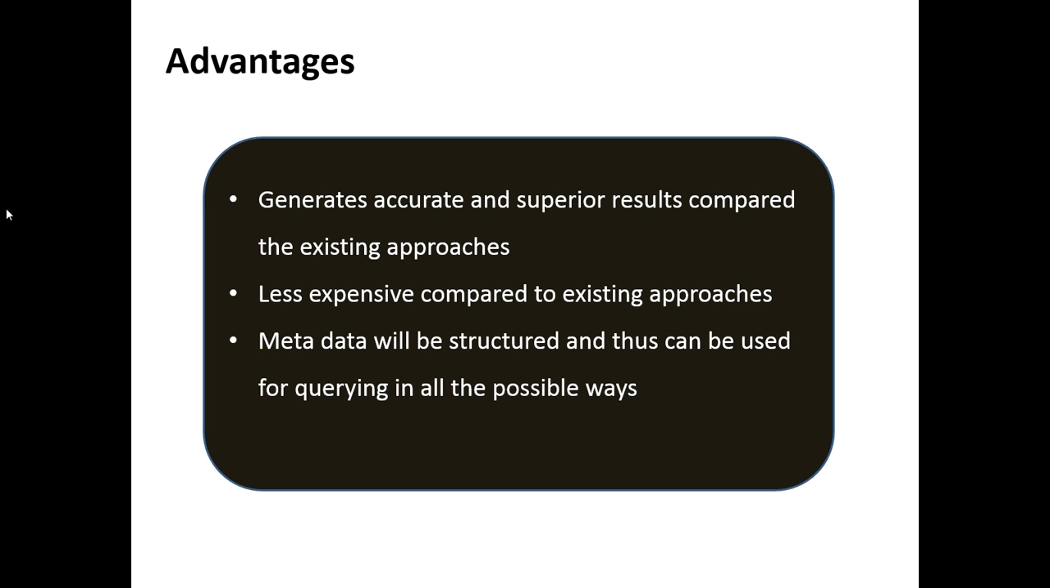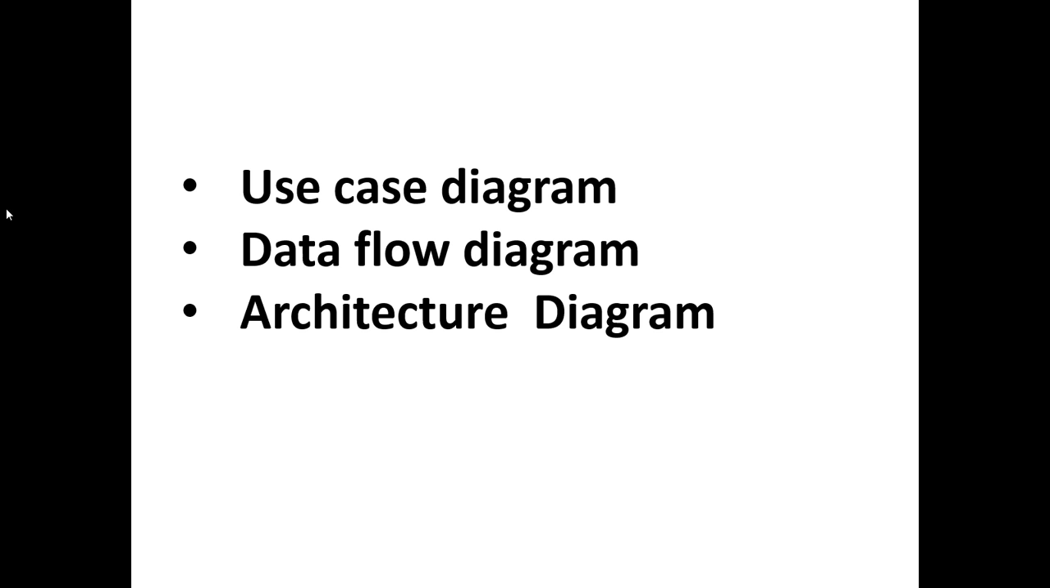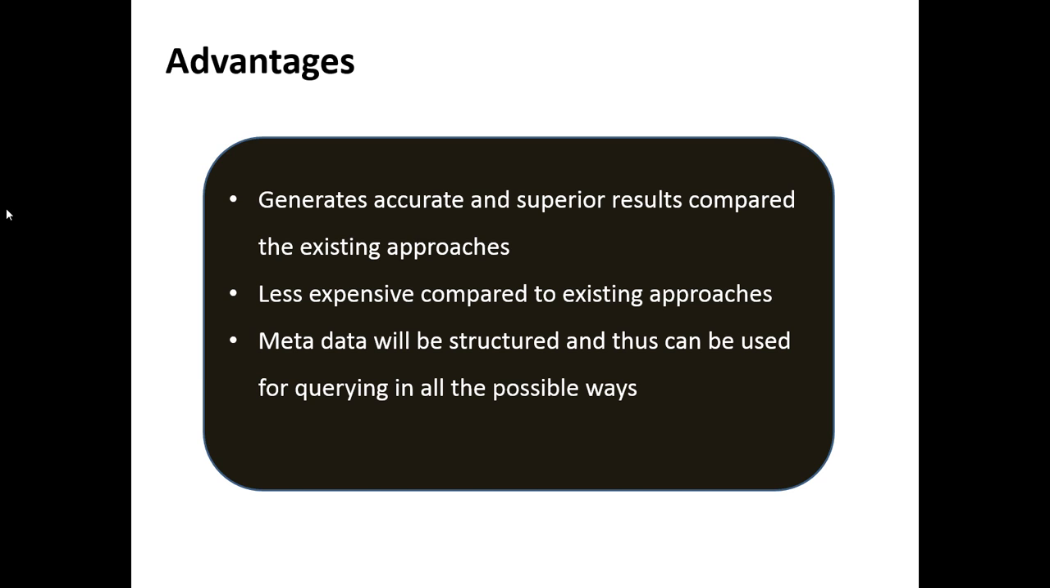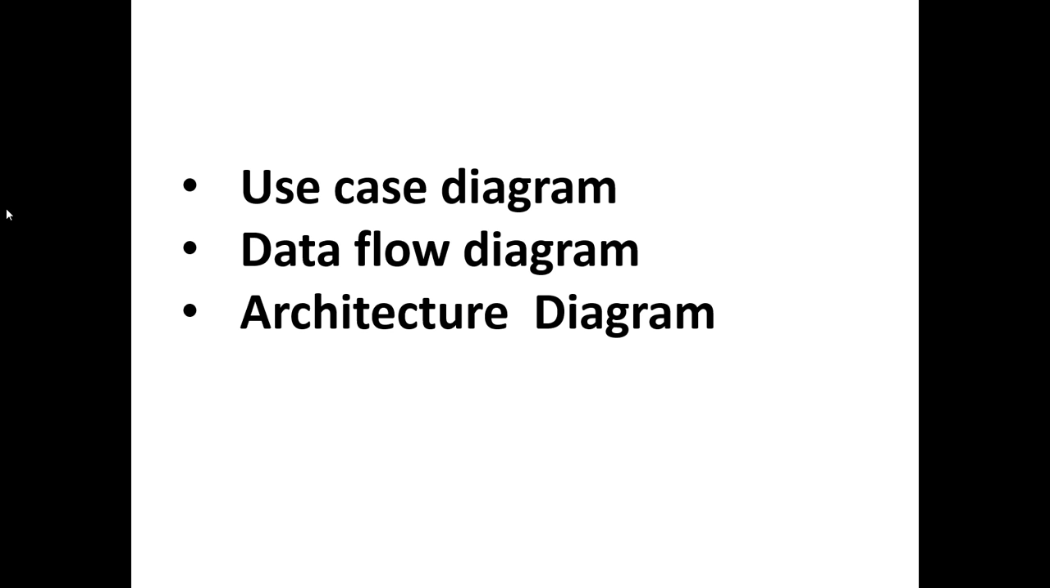Okay, so metadata will be structured, like a key value pair. Like when a user uploads one document, we present the user with the dynamically generated metadata, like key value pairs. So the user will enter the value for each key and then save them. So that's about the advantages. So let's get into the use case diagram, the data flow diagram, and the architecture diagram.